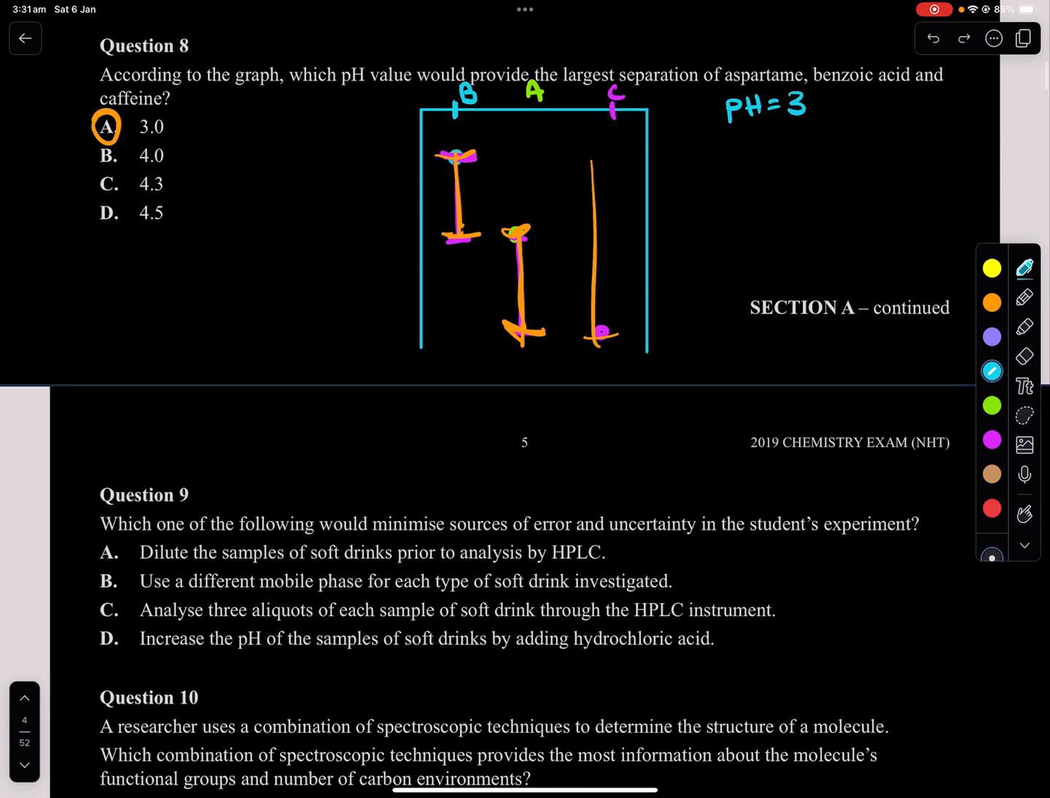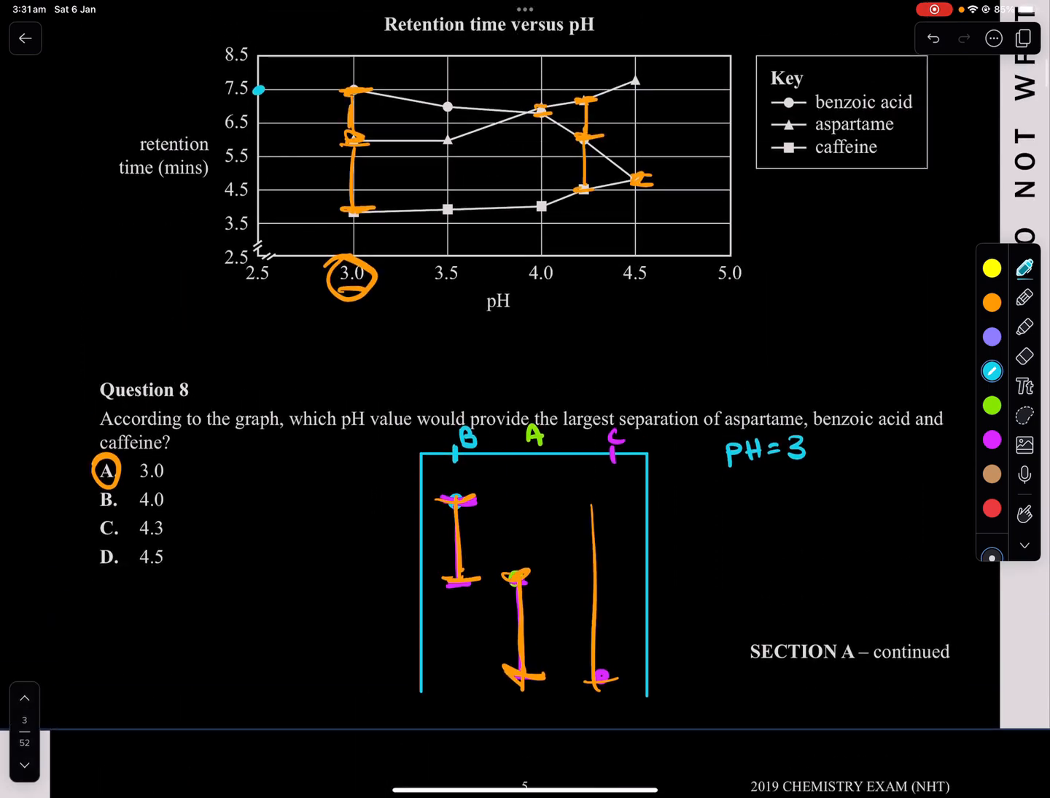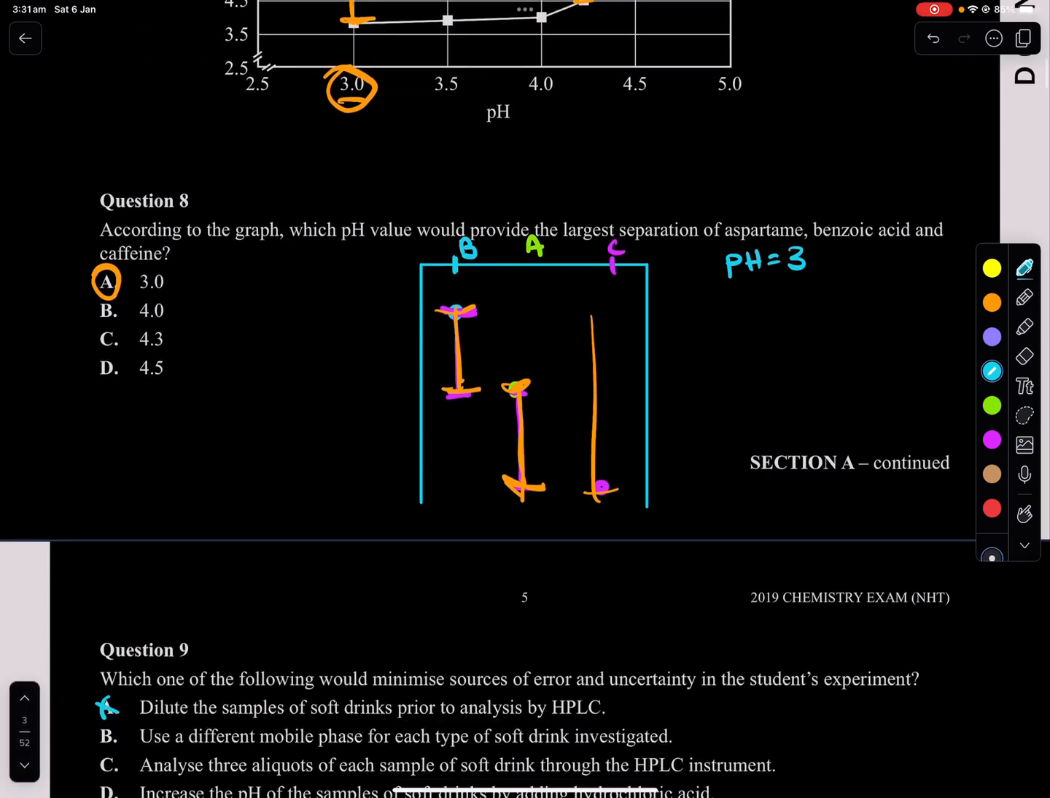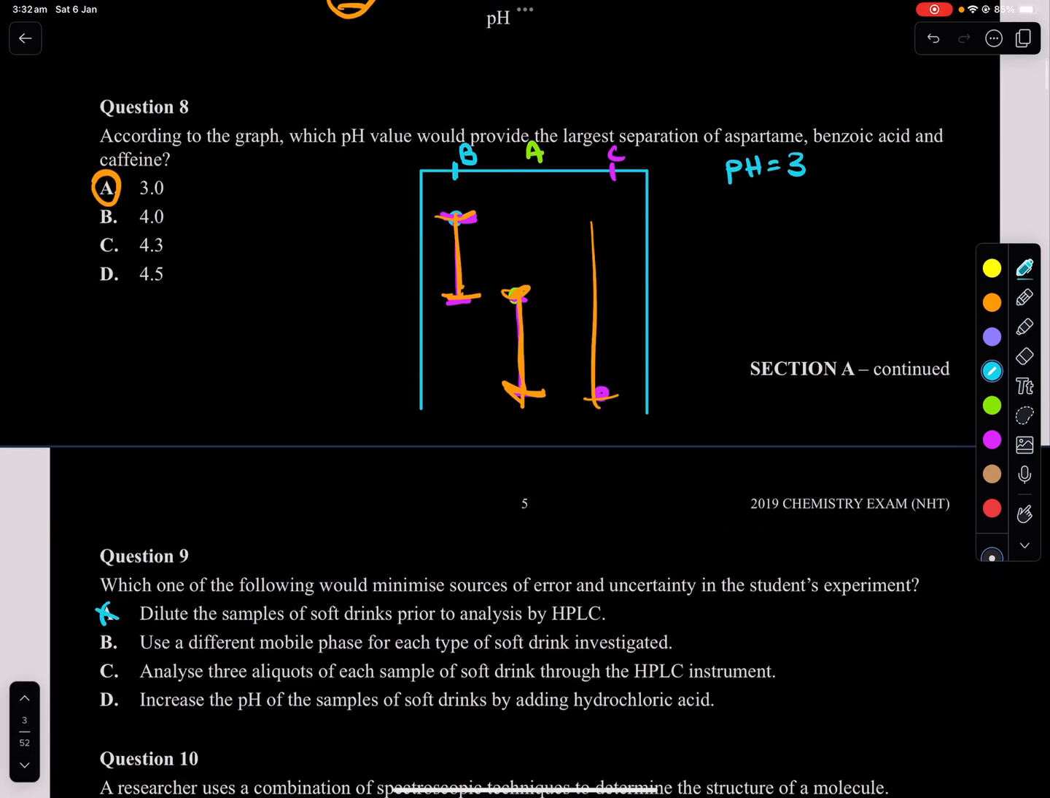And so I wouldn't. That's too many problems. It wouldn't actually minimize it, but it would create more uncertainty in their answers. Use different mobile phases for each type of soft drink investigated. Why would you do that? Because how are we going to compare the retention times if we're using different mobile phases every time? That's not very good.